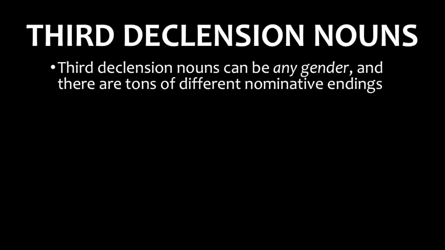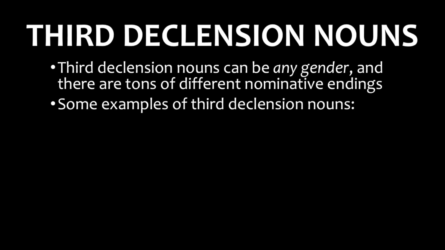So third declension nouns are a little more complicated than first and second declension nouns for a couple of reasons. First of all, a third declension noun can be any gender. And second of all, there are tons of different possible nominative endings. There's not one nominative ending that third declension nouns always have, like first declension nouns. And there's not a small set of nominative endings like second declension nouns. There's a whole wide range of nominative endings that third declension nouns can have.